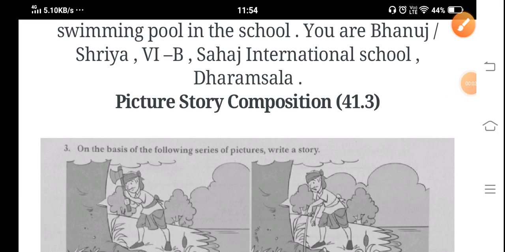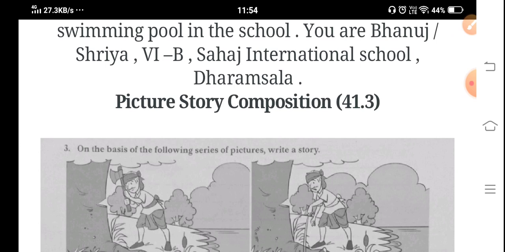Hello students, in this video I will take an example, and after taking the example I will explain to you about picture story composition. I have taken example 41.3 from the October book. So we are starting here with picture story composition.